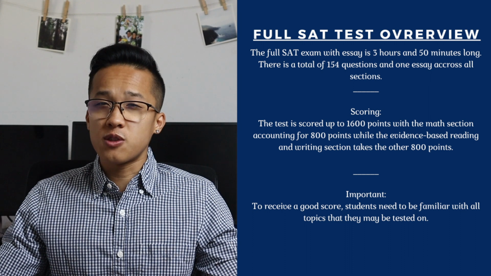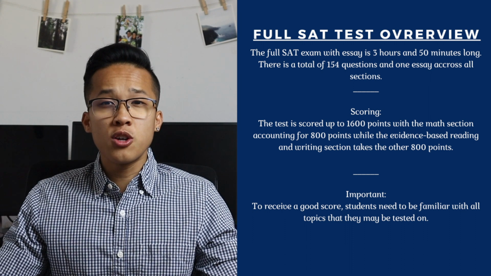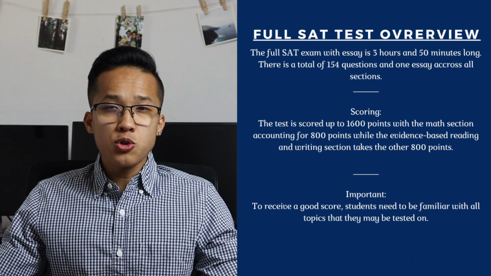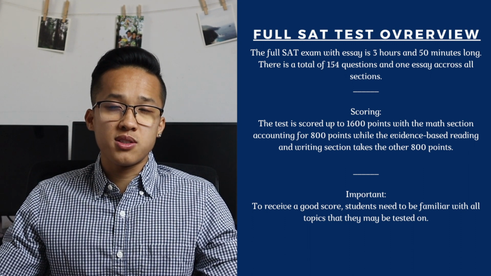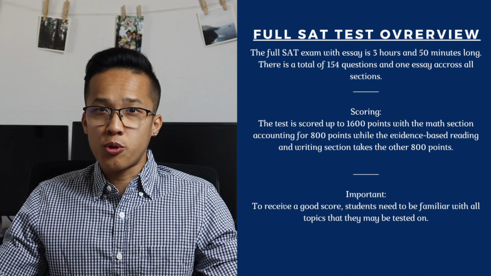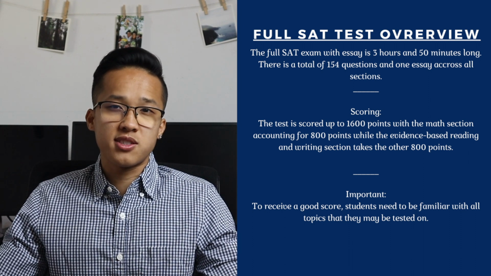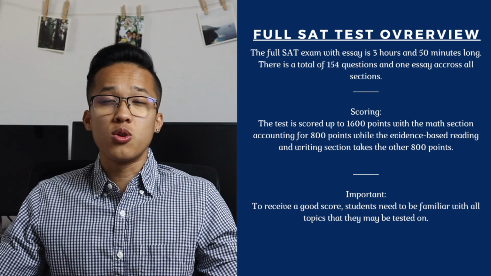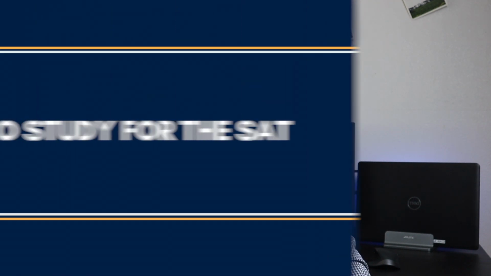So a quick summary of the full SAT exam and optional essay that I just mentioned. It is going to be around 3 hours and 50 minutes long, with a total of 154 questions, plus the essay that you may have to write. The total score is going to be on a 1600 point scale with up to 800 points in the math section and then up to 800 points in the evidence-based reading and writing section. It's really important for students to study and do well in both sections if they want a really good score. So now you might be wondering, okay, how do I study or how do I get a good score? That's a great question.